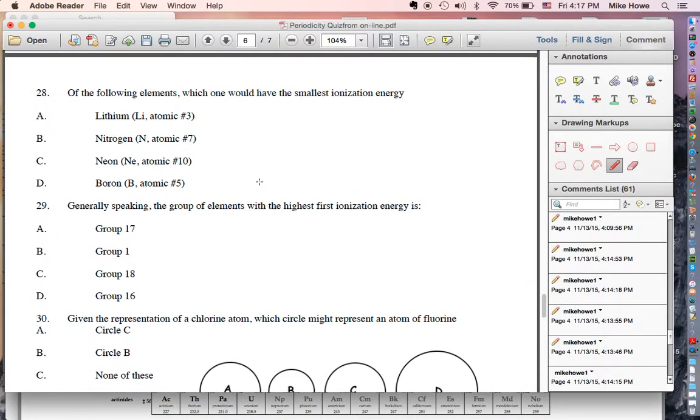28, which has the smallest ionization energy? So will it be a big atom or a small atom? Small ionization energy. Here's a big atom. So the biggest atom of these guys would be the one, these are all horizontal. So here's 3, 5, 7, 10. The one furthest left is the biggest, so that'd be lithium.